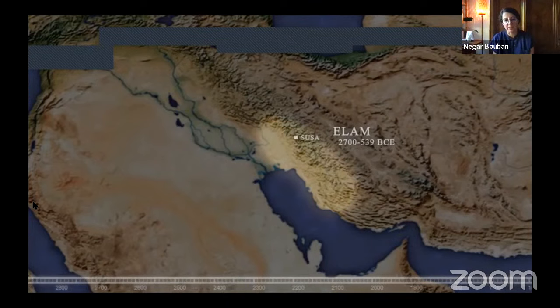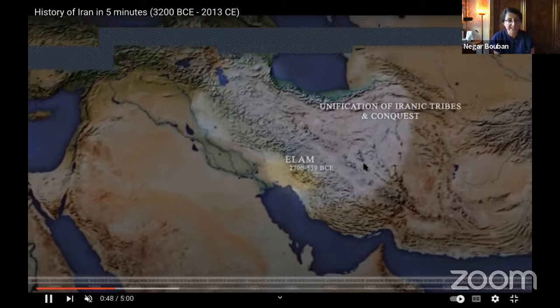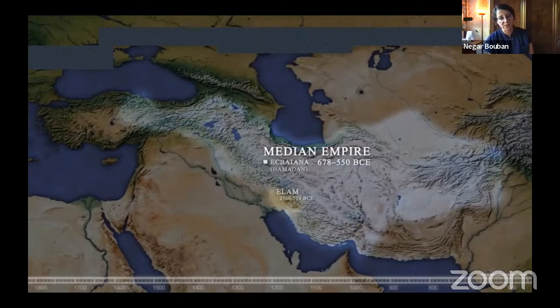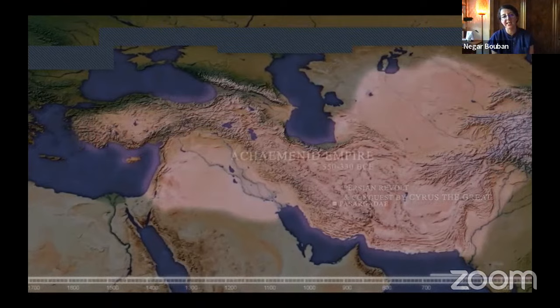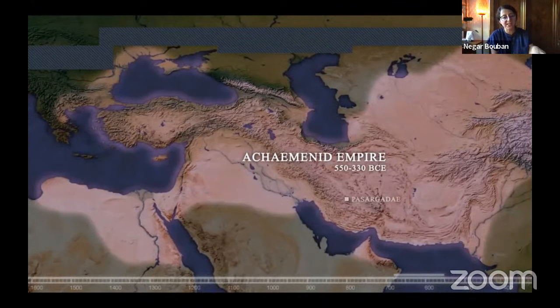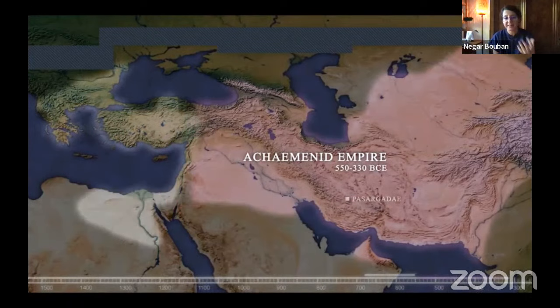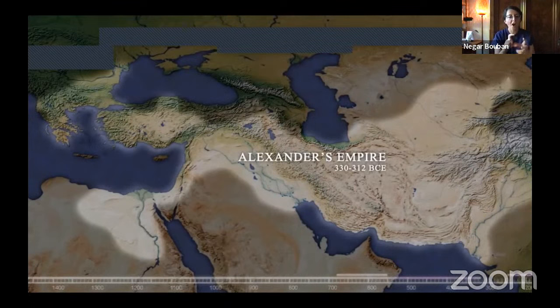In Shush or Susa in Elam, we have the oldest evidence we can have of musical instruments. Then in Ekbatana, in the Median Empire, and later in Achaemenid times, these are the things we can trace some things back to. We know a bit about some instruments, sometimes a name of a musician, sometimes only a carving on a piece of clay.